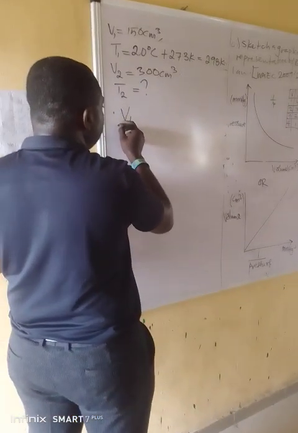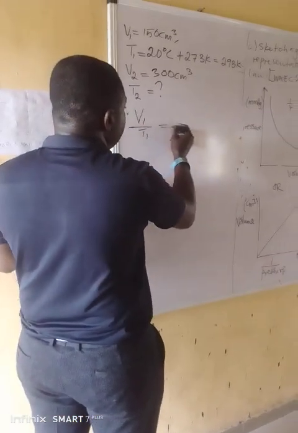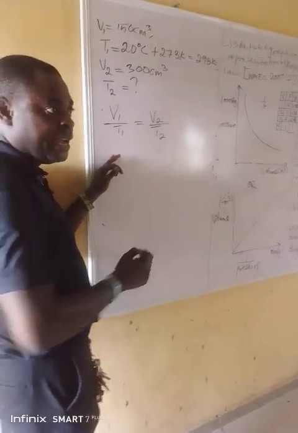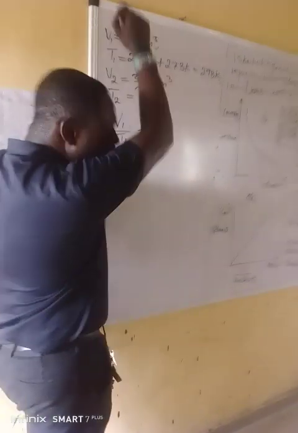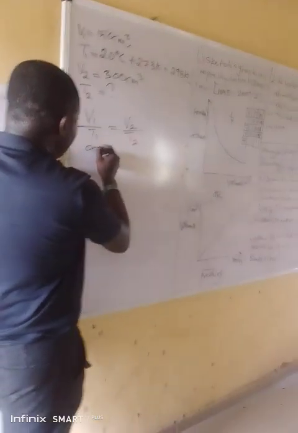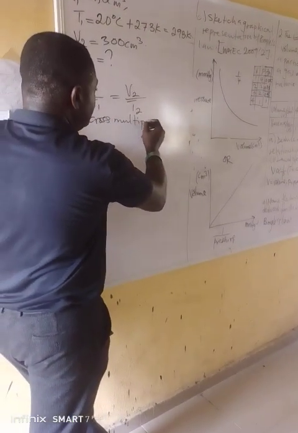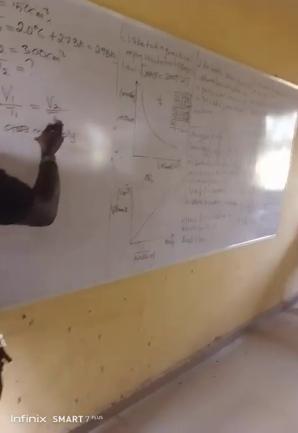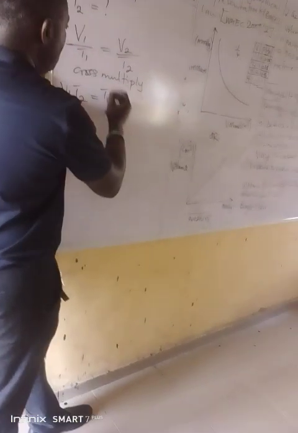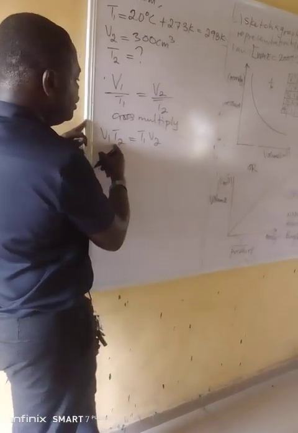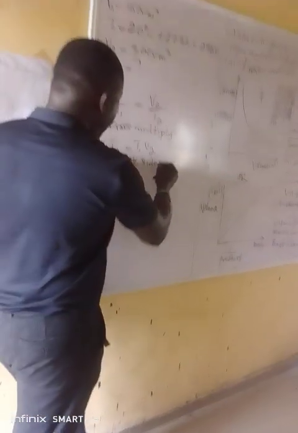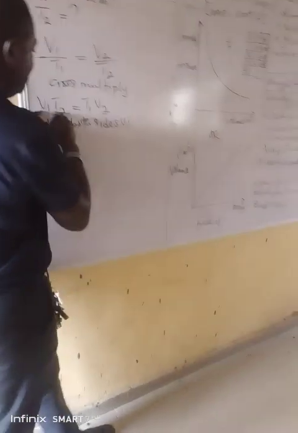So write our formula: V1 over T1 equals V2 over T2. This should be the formula for Charles' law. Now let's put down what we are looking for. We are looking for T2. Let's cross multiply. When we cross multiply, we have V1 T2 equal to T1 V2. I'm looking for T2, so I will divide both sides by V1, which is standing with what I'm looking for.